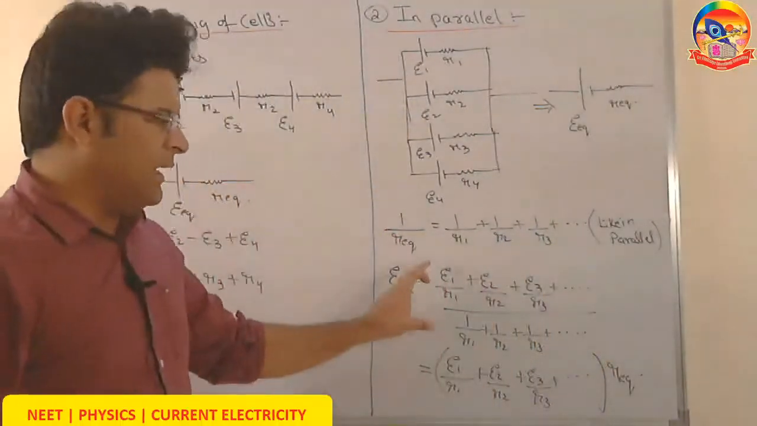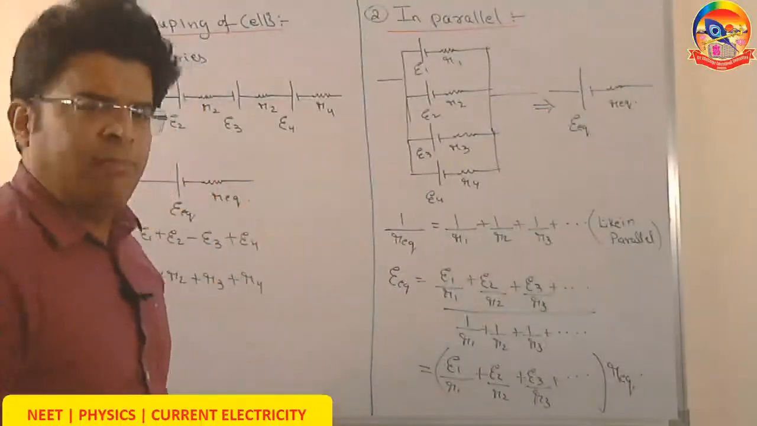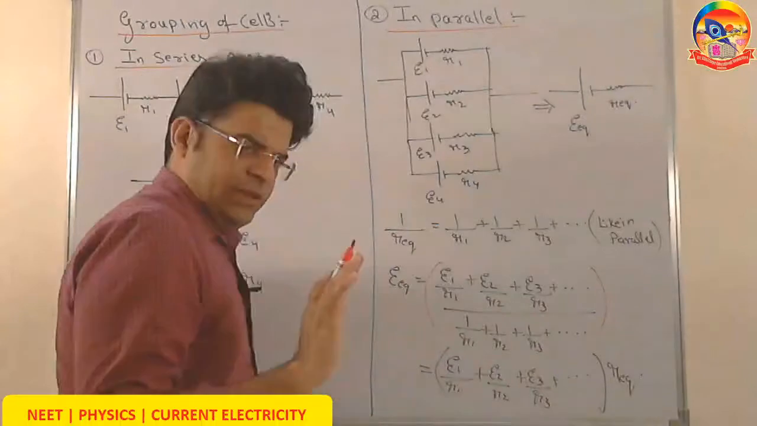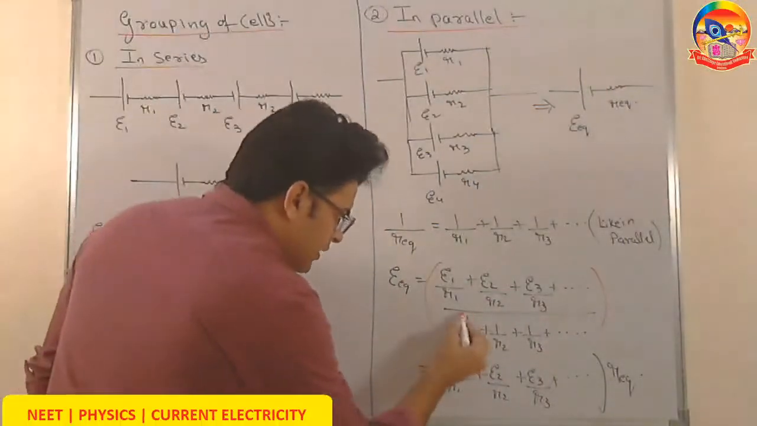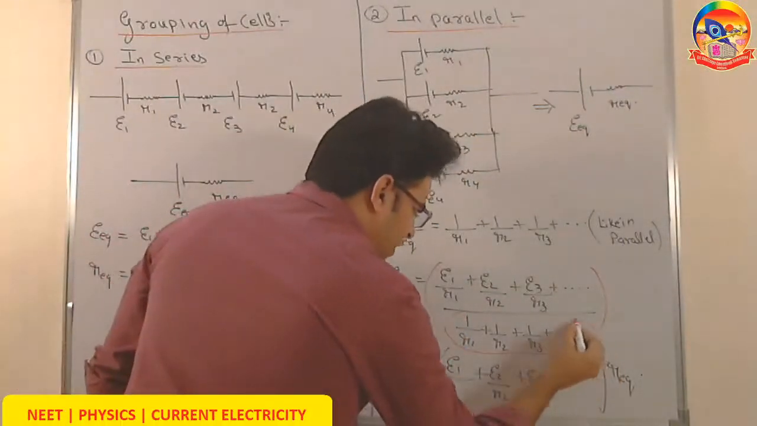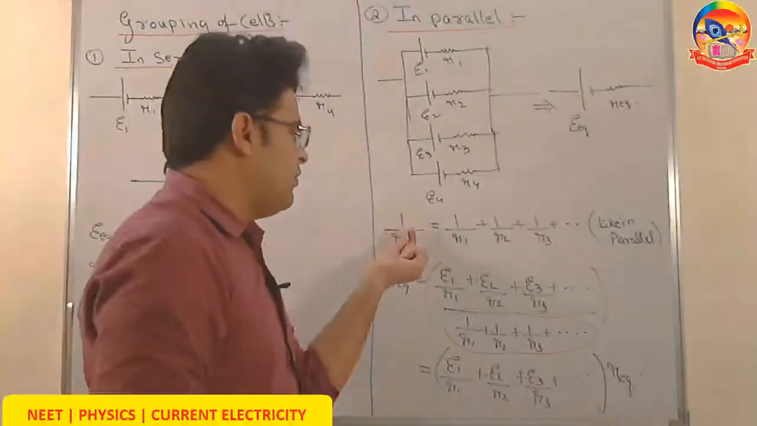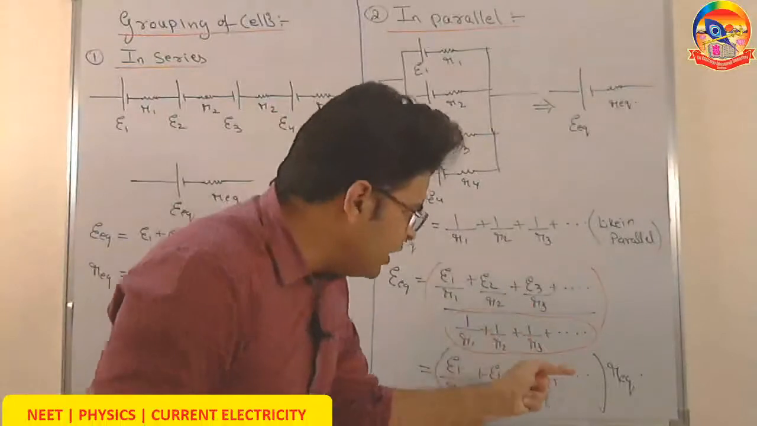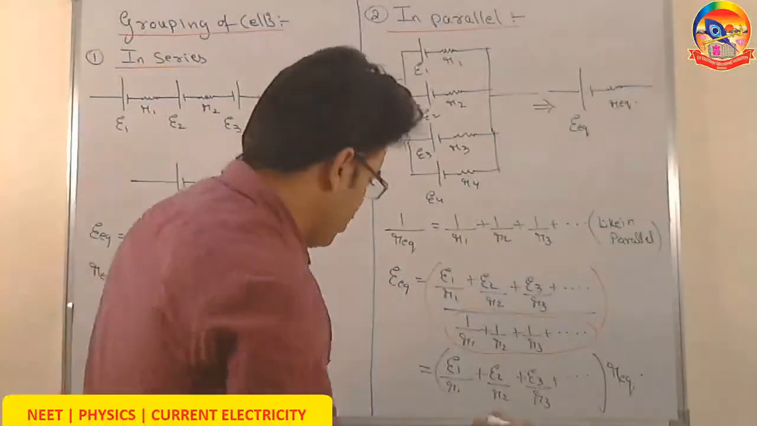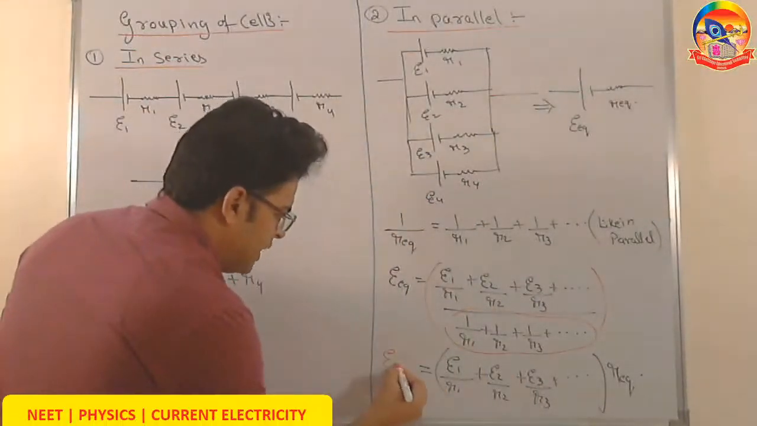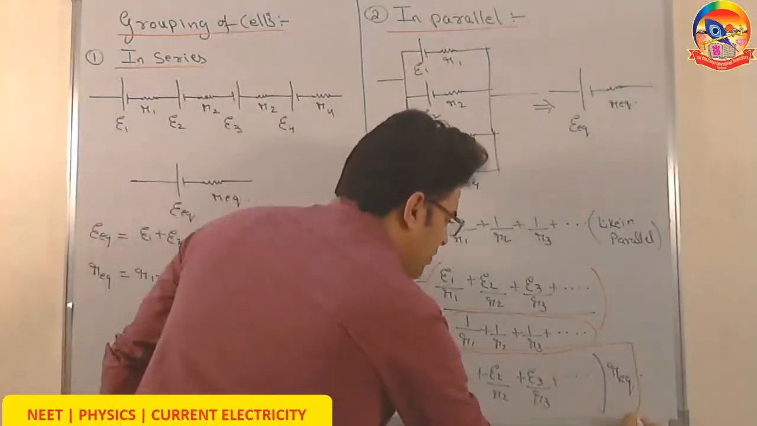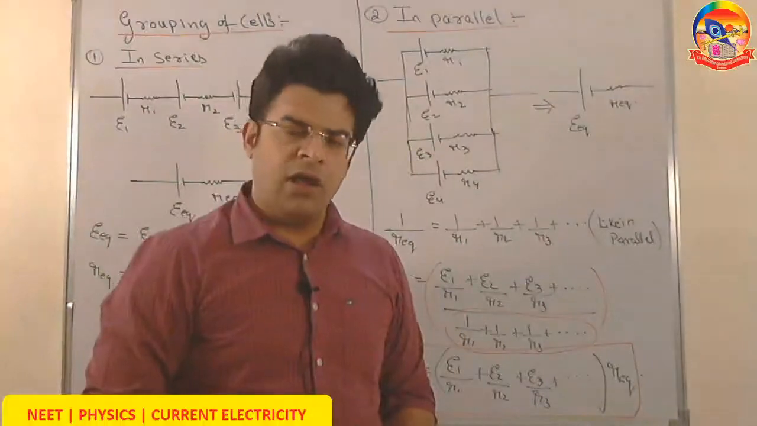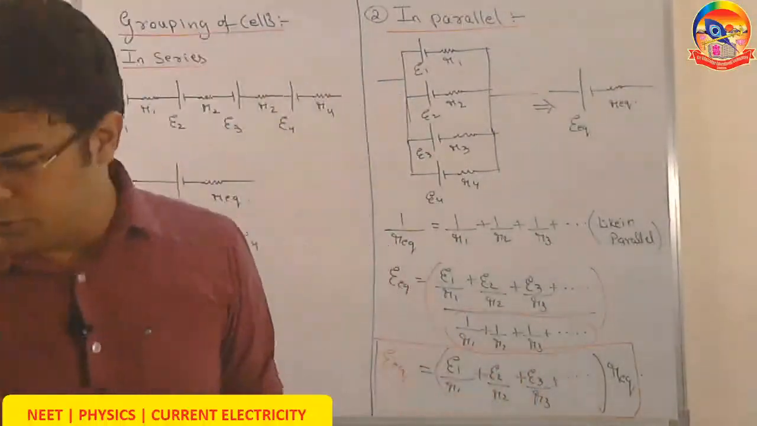When students look at this formula, they feel it's too cumbersome, so let's not remember it. Now see here, all this quantity, 1 by R1 plus 1 by R2 plus 1 by R3 and so on, is nothing but 1 by R equivalent. So if in place of all of this you write 1 by R equivalent, that R equivalent goes into the numerator. So what I recommend students to remember is that E equivalent is E1 by R1 plus E2 by R2 plus E3 by R3 into R equivalent.